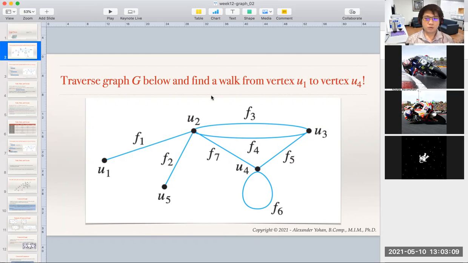Maybe someone can help me to quickly verify. If you guys can find a walk, or a path, or a route from this vertex U1 to vertex U4. Oh, right, before I continue, the PPT for today's class you can download from the ULS. It's already been uploaded to ULS.